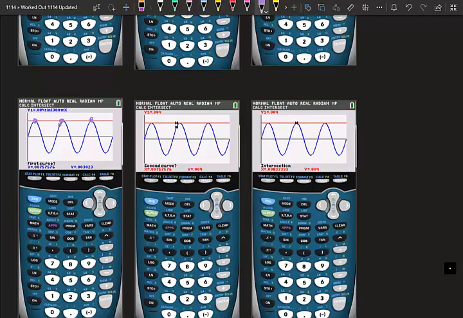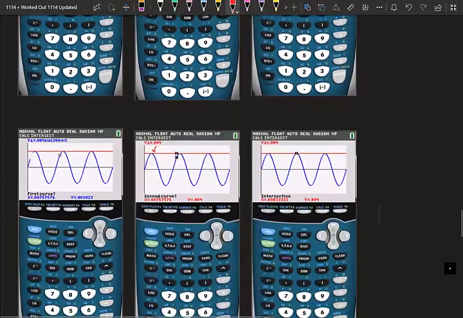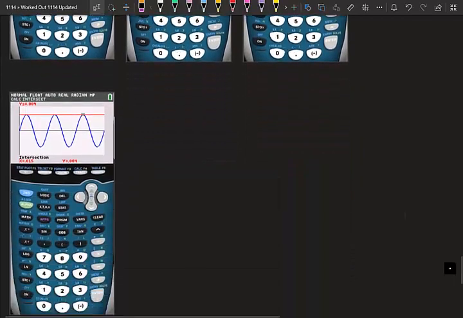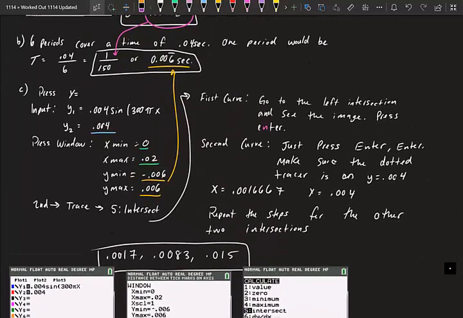So if you wanted to do the left one, first curve, the little dotted thing will be right here. You press enter, and then for your y2, your second curve, just make sure it's on the red line, somewhere right here for the first one. Press enter twice, and then you get your values. Okay, so I did this for the second and the third. So see the images. If you need help, just let me know. And we have those values of 0.0017, 0.0083, and 0.015.